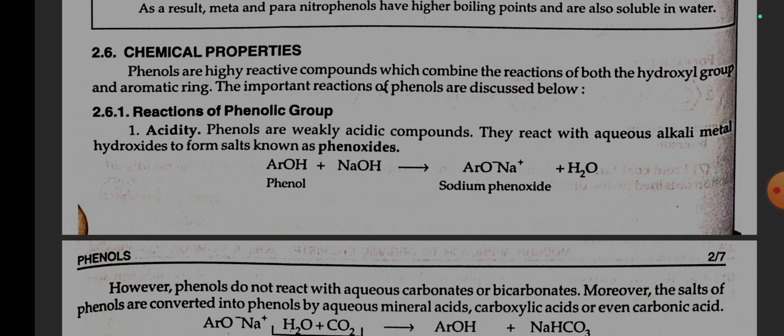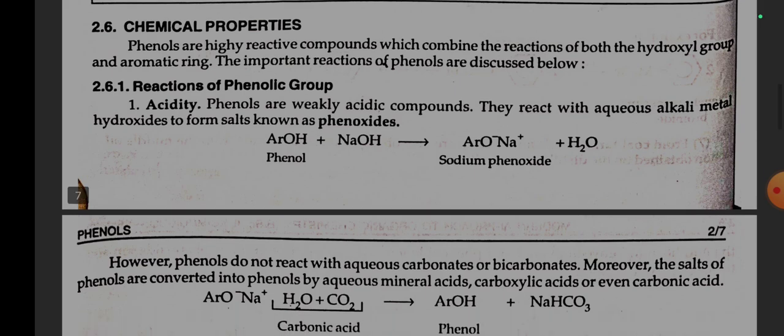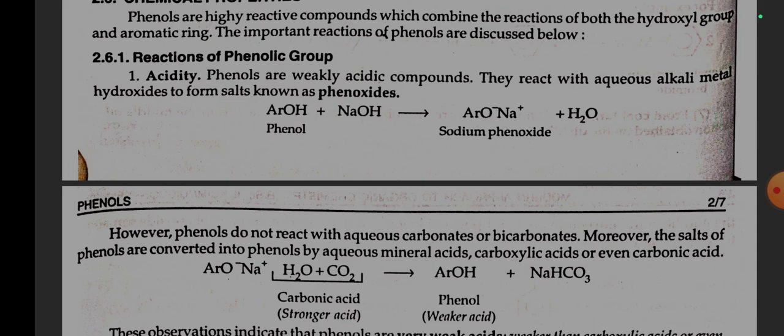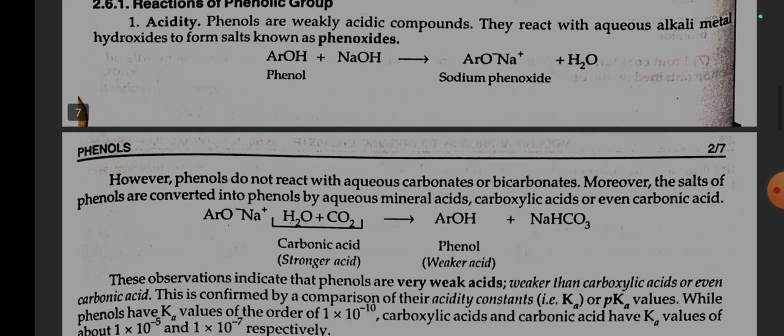Chemical properties. Phenols are highly reactive compounds which combine the reactions of both the hydroxyl group and the aromatic ring. The important reactions of phenols are discussed below. Reactions of the phenolic group. Number 1. Acidity. Phenols are weakly acidic compounds. They react with aqueous alkali metal hydroxides to form salts known as phenoxides. ArOH plus NaOH gives ArONa plus H2O.